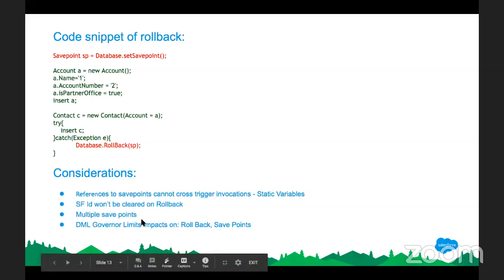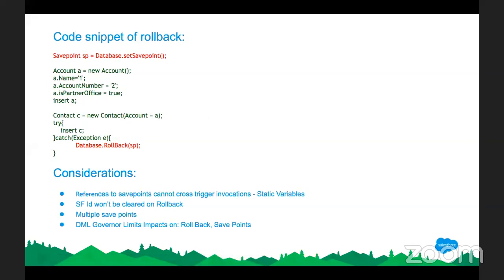For multiple savepoints, you can have n number of savepoints in your Apex classes, but you should not mention one after another. For example, if I define one more savepoint within this method, that will be considered invalid in Salesforce Apex code techniques. And the DML governor limits.